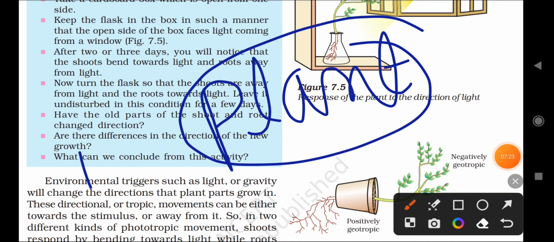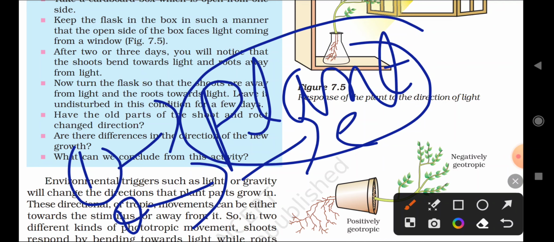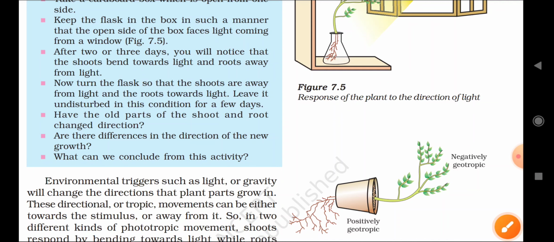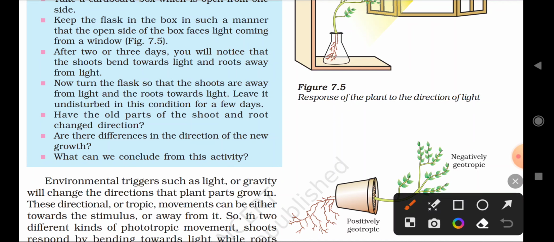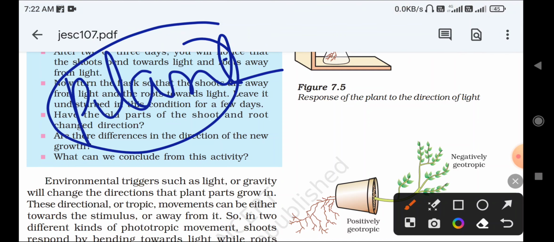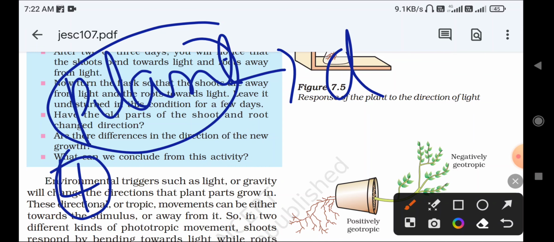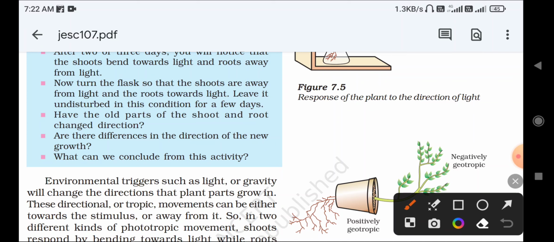So it may be towards the light or away from the light, or towards the earth, and towards chemicals. This directional growth is called a tropic movement. From this we can conclude that plants always grow in a particular direction. There are four types of tropic movements. What is a tropic movement? When the plant grows in a particular direction, it is called a tropic movement. For your exam, they will ask you to write the types of tropic movements.